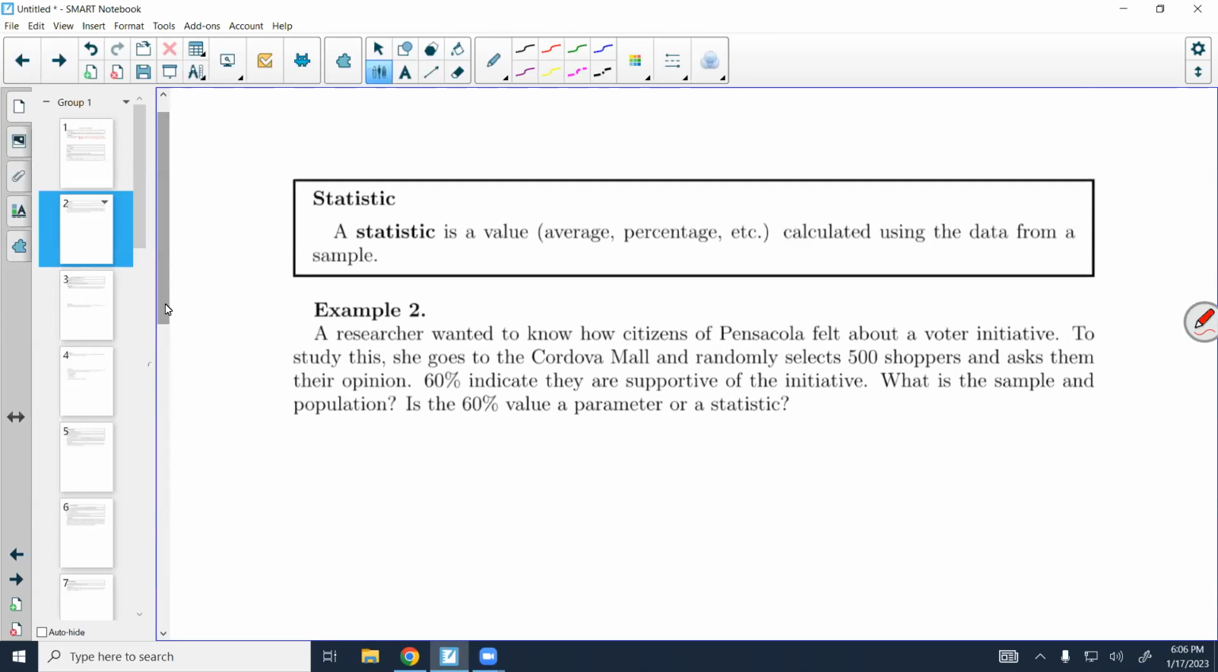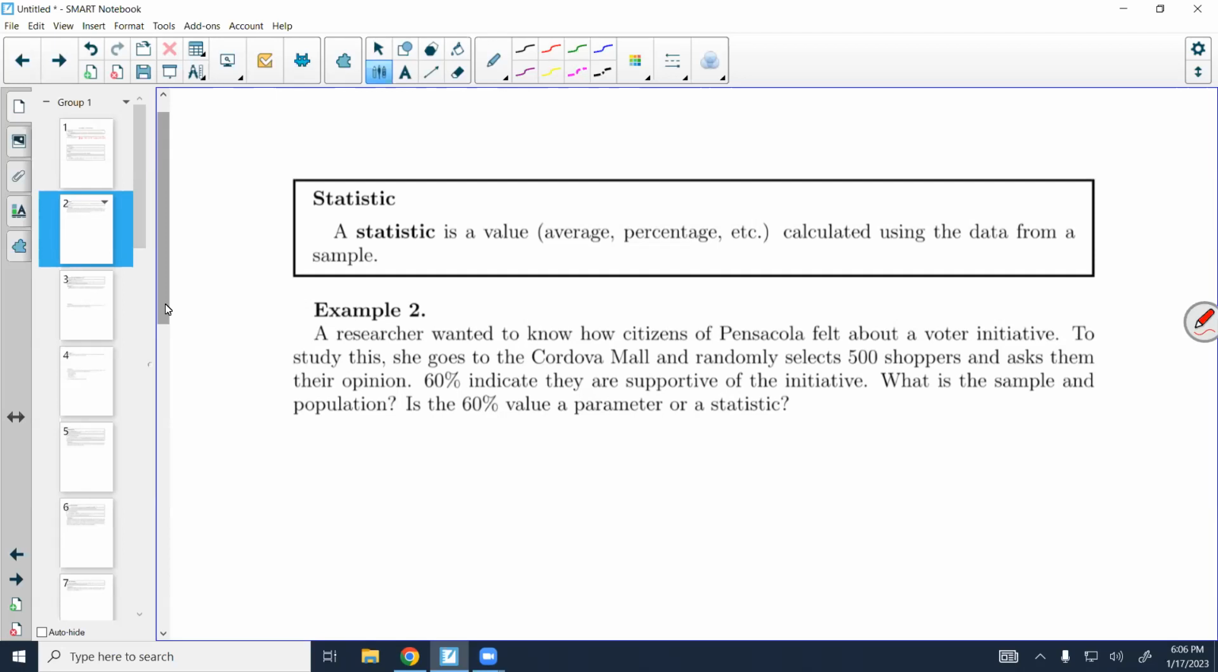So a statistic is a value, an average or a percentage, calculated using data from a sample. So for a population, we have parameters. For samples, we have statistics. Parameters and statistics are essentially the same thing. It's just the parameters are for the whole population, which we probably won't use ever. And the statistics is for a sample, a smaller group.